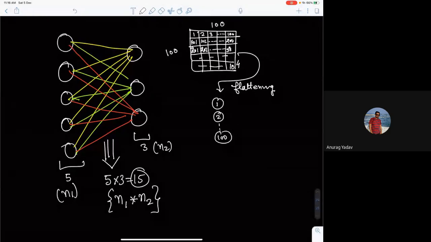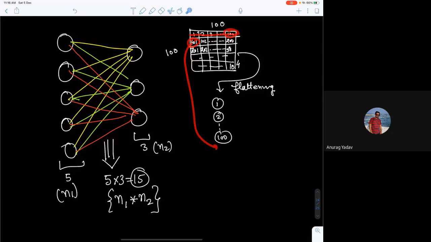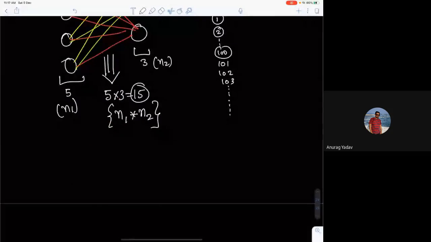And then you will become 200, and so on, keep on doing, and then you become 10 to the power 4. Now you see, what is the input dimension? Input dimension is 10 to the power of 4. So what is your n1 over here? My n1 becomes 10 to the power 4.